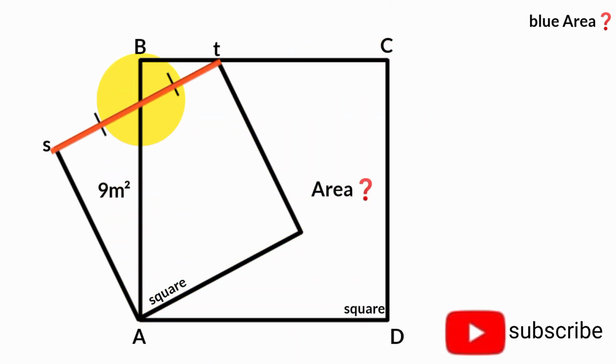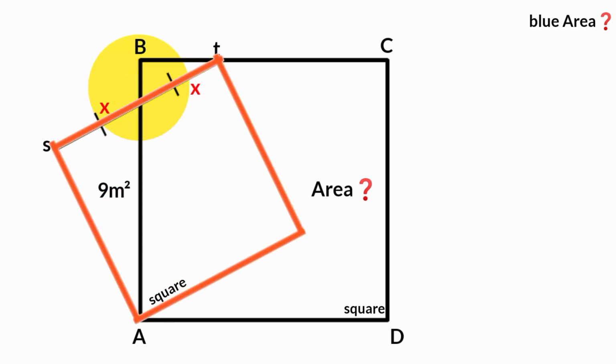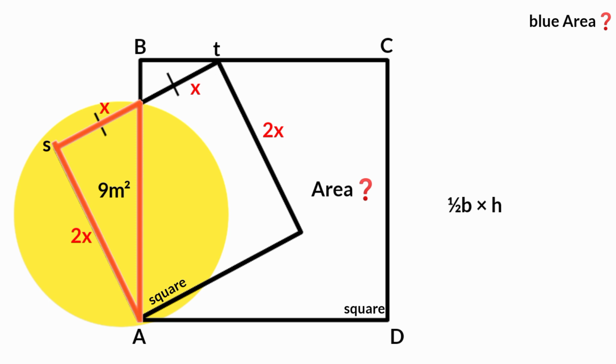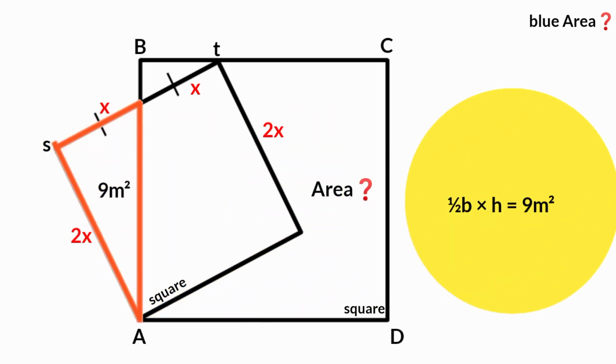Starting from this line ST, which was bisected by line AB, if we assume the length of this part to be x, this must also be x. And from the square, since we have the length of this side to be 2x, this and this must also be 2x. Now recall the formula for calculating the area of a triangle is 1/2 base times height. Since the area of this triangle is 9 meters squared, we equate it to 1/2 base times height. Now 1/2 base times height equals 9 meters squared.